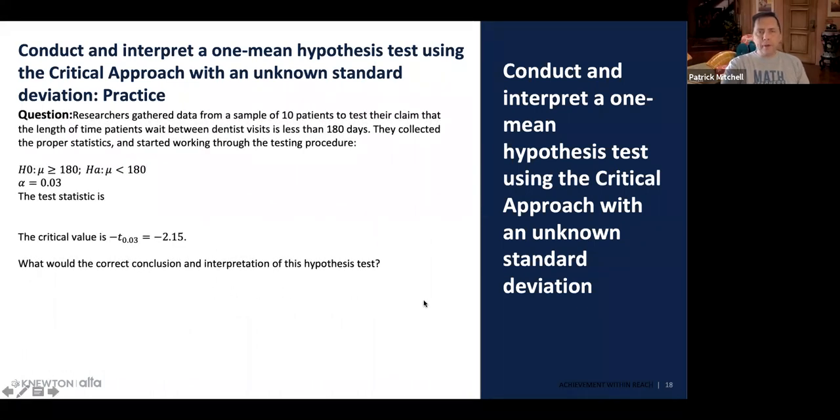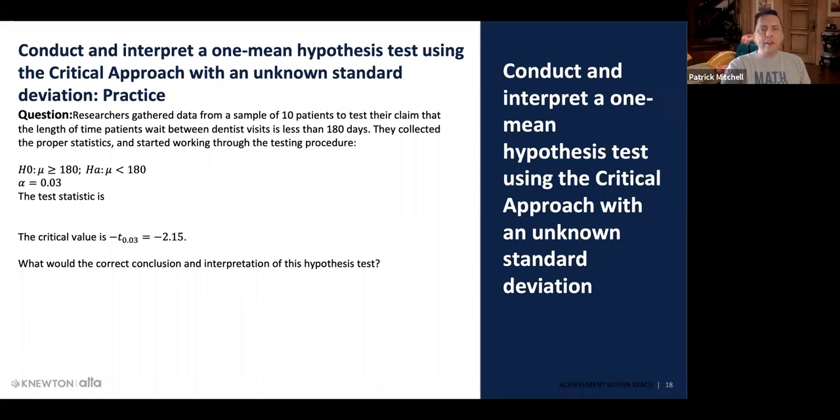All right, one more example. Researchers gathered data from a sample of 10 patients to test their claim that the length of time patients wait between dentist visits is less than 180 days. They collected the proper statistics and started working through the testing procedure. Because their claim is that patients wait for less than 180 days to see the dentist, that would be the alternative hypothesis. Your book is not very consistent. Sometimes they write greater than or equal for the null hypothesis, and sometimes they just write equals. Either one would be okay, all right?